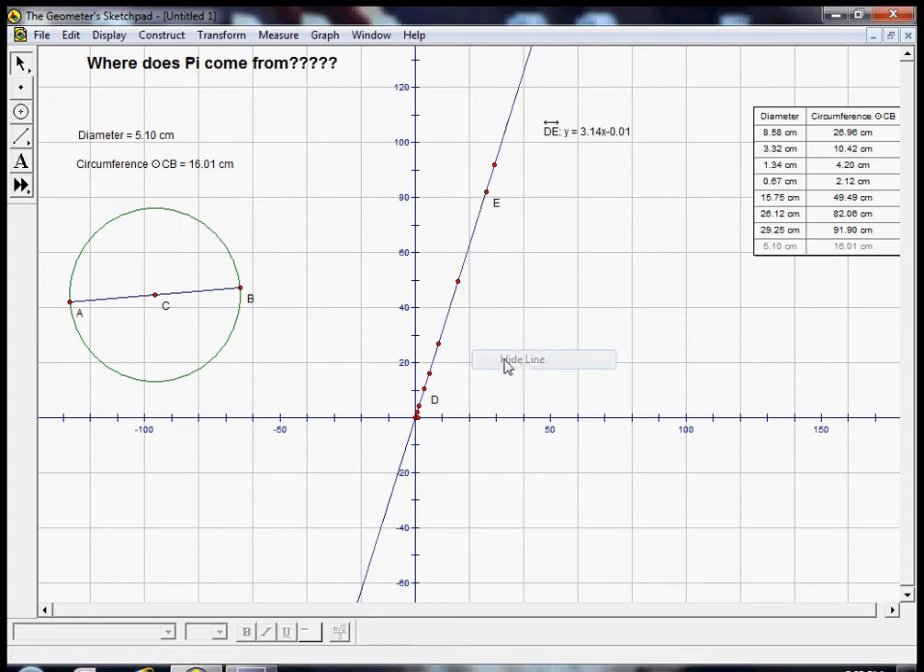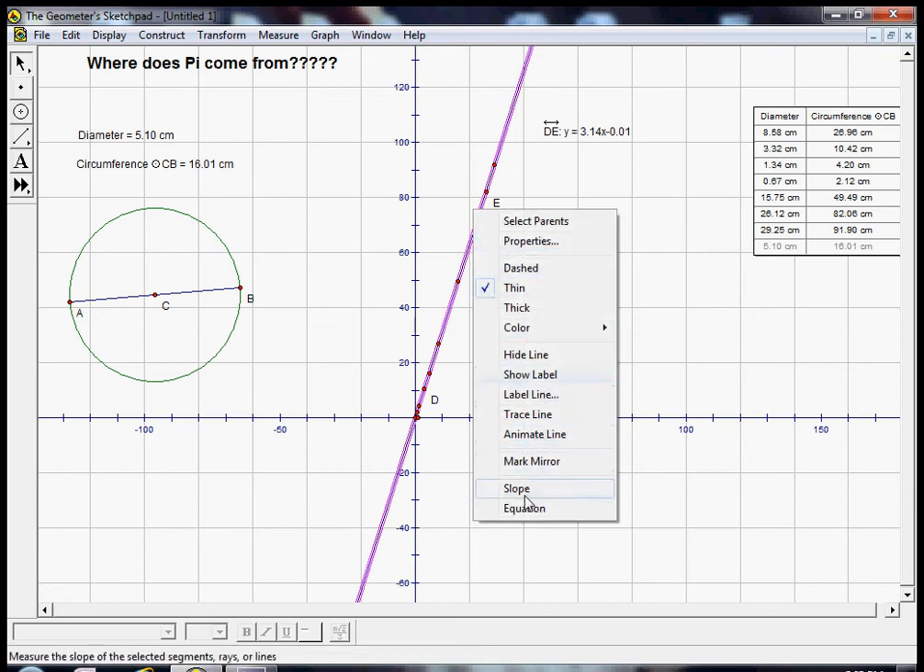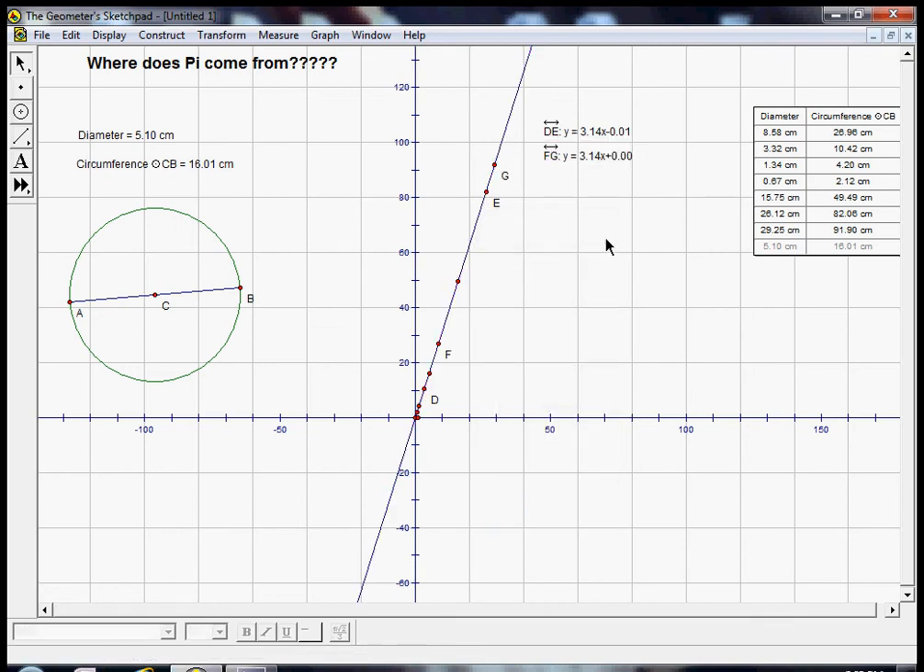That was just one line, so let's pick another set of points. Maybe this point and this point up here. We'll do the same thing, construct a line, look at its equation. Yep, and sure enough, the y-intercept has changed. This one is going right through the origin, but the slope is still 3.14.